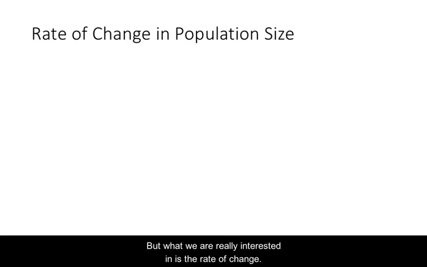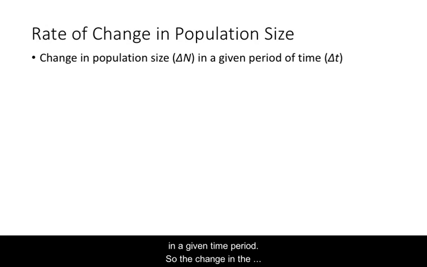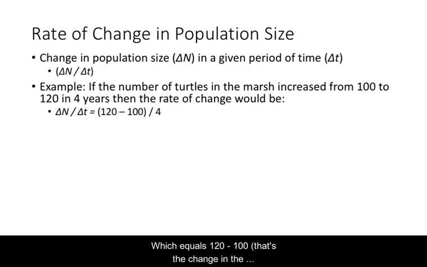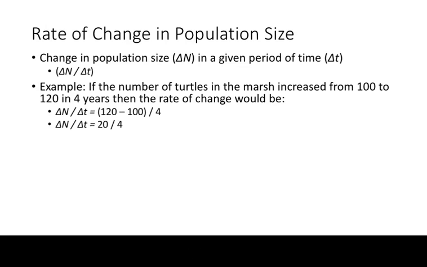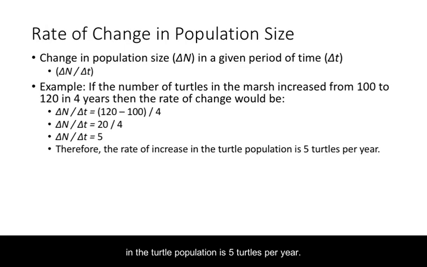But what we're really interested in is the rate of change. Meaning, what is the change in a population in a given time period? So the change in the population represented by delta n and the given time period represented by delta t. As an example, if the number of turtles in a marsh increased from 100 to 120 in 4 years, then the rate of change would be calculated as delta n over delta t, which equals 120 minus 100, that's the change in the population size, divided by 4, which is 4 years. So year is the unit of time we're using here. Of course, that is equal to 5. So therefore, the rate of increase in the turtle population is 5 turtles per year.